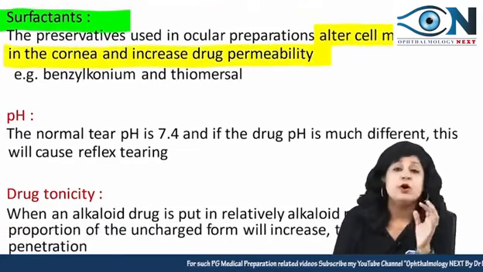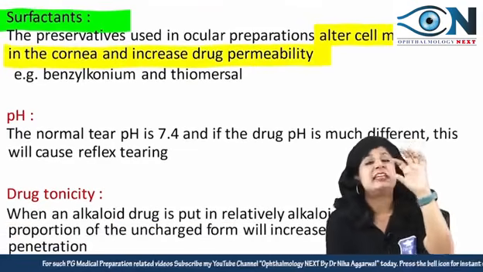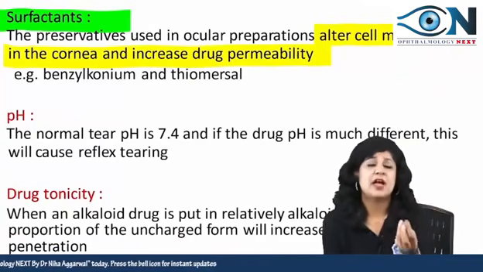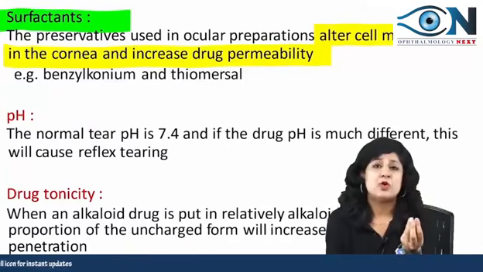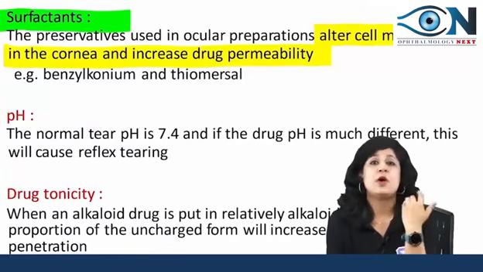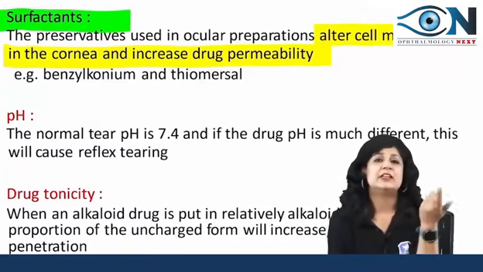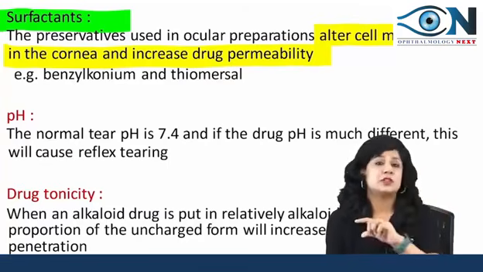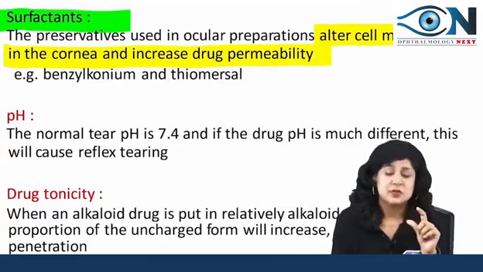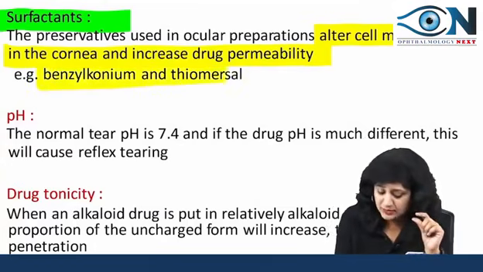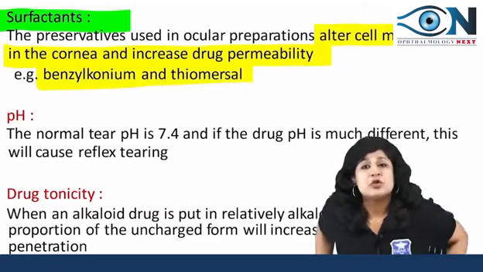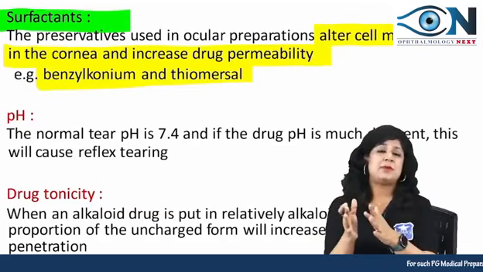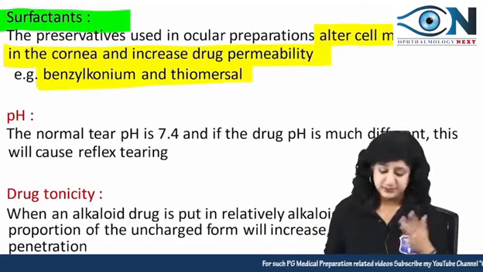From now on, do one thing: whenever you use any eye drop, and I think this is the commonest eye preparation, everybody has one or two eye drops available at home, maybe a simple tobramycin or Refresh Tears, Ecotears, any lubricating eye drop, always try to read the constituents. In the preservative section you will find benzalkonium and thiomersal. These preservatives used in ocular preparations alter the cell membranes and increase the drug permeability.